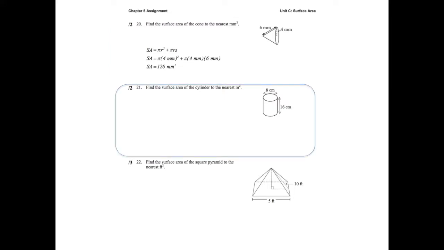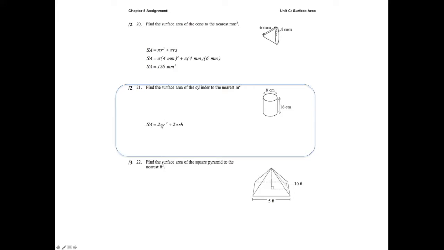Now, as we move to question 21, we'll be looking to find the surface area of a cylinder to the nearest meter squared. And again, we've been given 2 measurements here. We have an 8 centimeter and a 16 centimeter. The 8 centimeters is for the diameter of the circle, and the 16 centimeters is for the height of the cylinder. So we'll be using the same surface area formula from the first page, broken down in 2 sections.